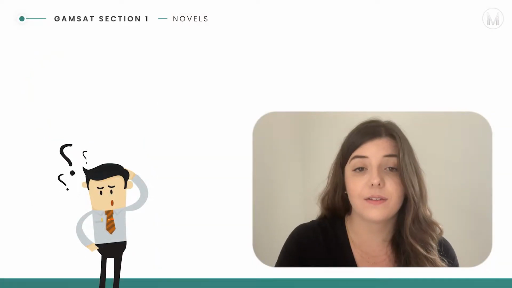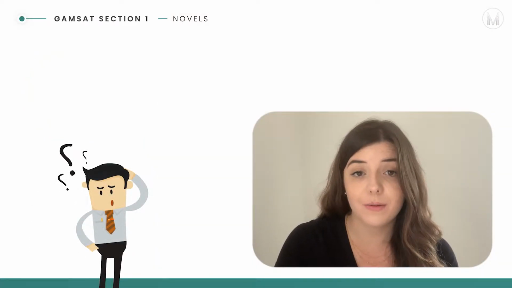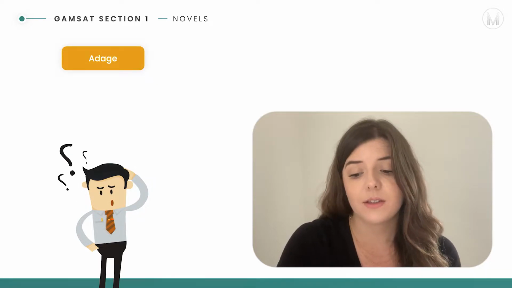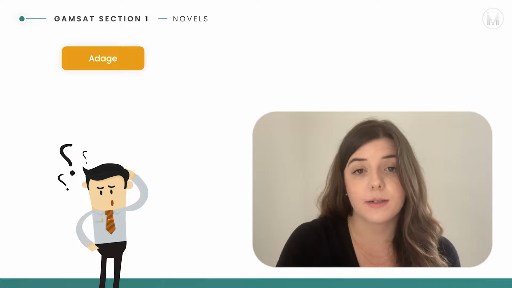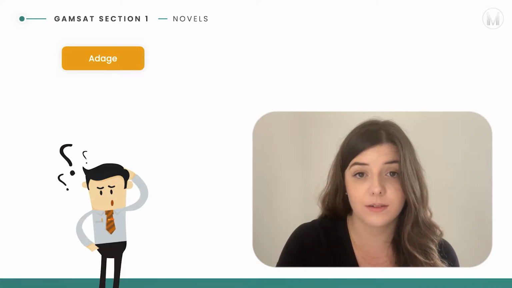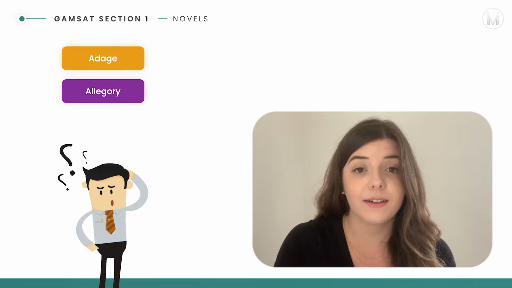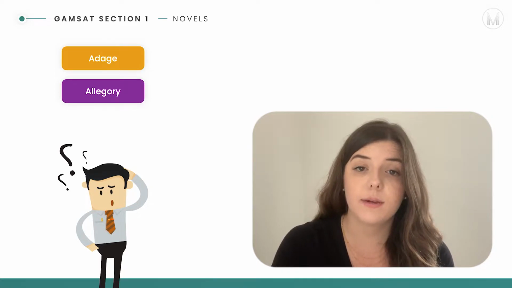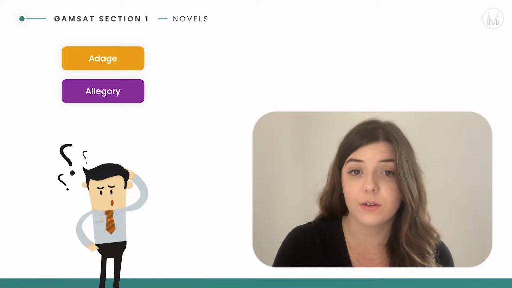So now I'll have a look at some literary terms to become familiar with. Here is a list of the literary terms that most commonly come up on the GAMSAT. Firstly, we have adage. This is where a proverb or a short statement expressing a general truth is used. For example, out of sight, out of mind. Next, we have allegory. This is a story in which the characters or events have a hidden meaning, and this hidden meaning tends to be either a political or a philosophical one.